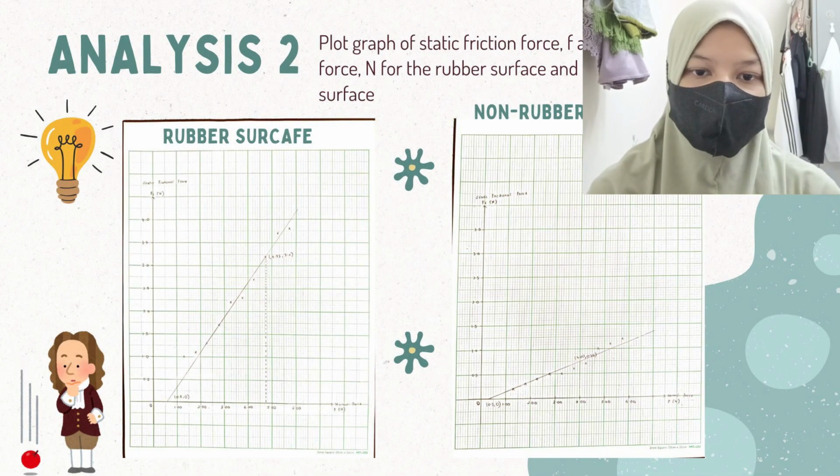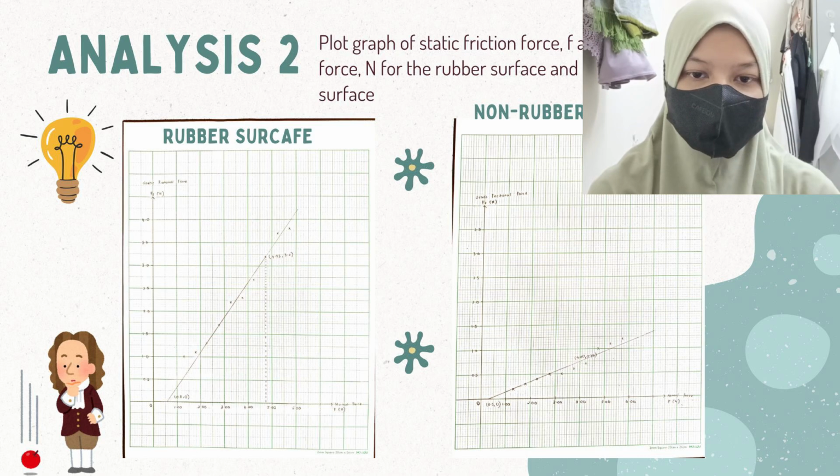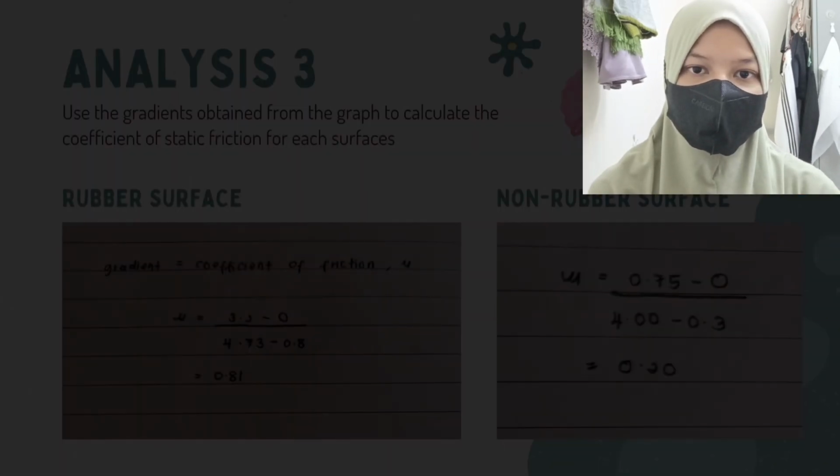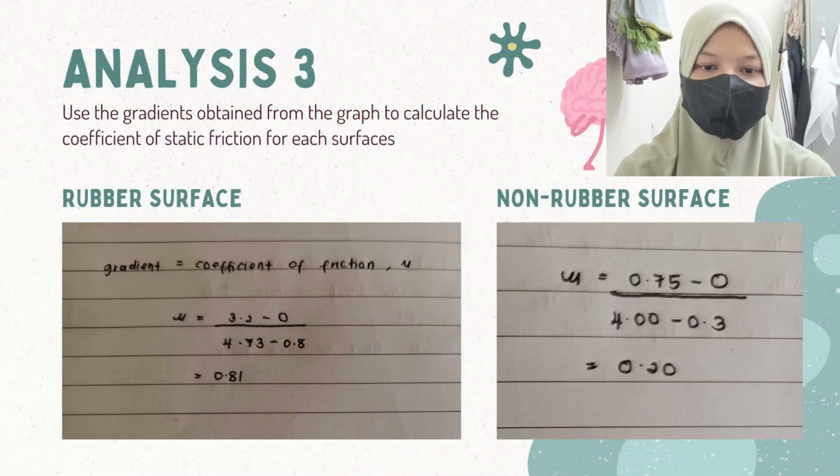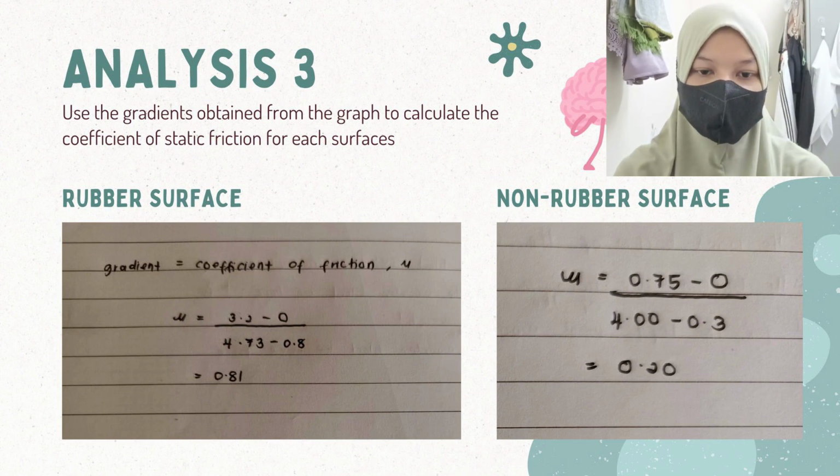Second, plot a graph of static friction force against normal force for the rubber surface and non-rubber surface. From this experiment, we have two graphs, rubber and non-rubber. Third, use the gradients obtained from the graph to calculate the coefficient of static friction for each surface. To calculate question 3, we have to find the gradient, which equals the coefficient of friction.